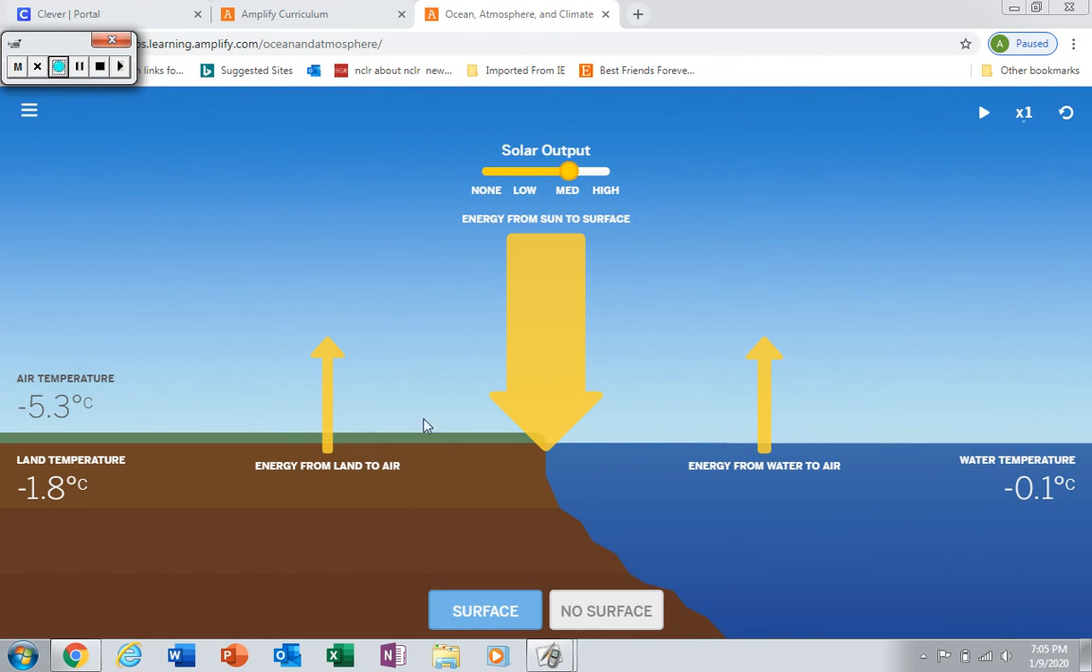We're going to have energy coming in from the sun, so that's this big arrow, and then energy leaving from the land and energy leaving from the water. And notice we've got sort of a starting temperature of -5.3 for the air. So that's really kind of what we're looking at right now. We're going to look at our air temperature. So I'm just going to go ahead and play this for a little bit, and you'll notice that that air temperature is rising. And depending on the amount of solar radiation, it will level off. You'll notice that it's slowing right now, so it does eventually level off.